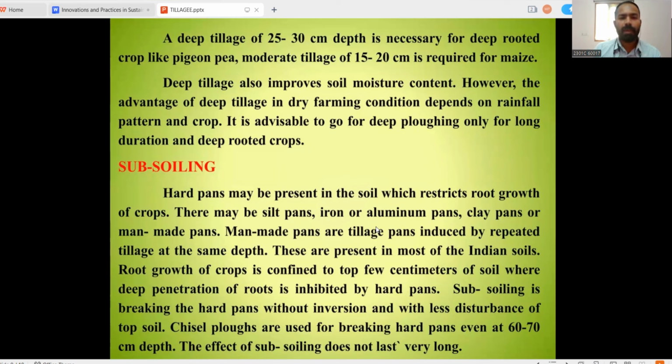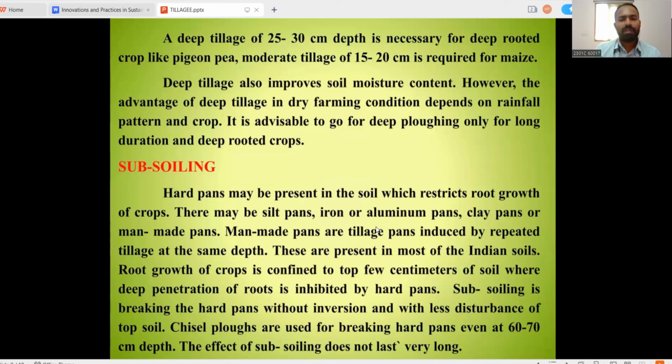There may be silt pans, iron or aluminum pans, clay pans, or man-made pans. Man-made pans are tillage pans induced by repeated tillage at the same depth. What will happen? It will result in man-made pans, hard pans, a hard layer of soil. These are present in most of the Indian soils.